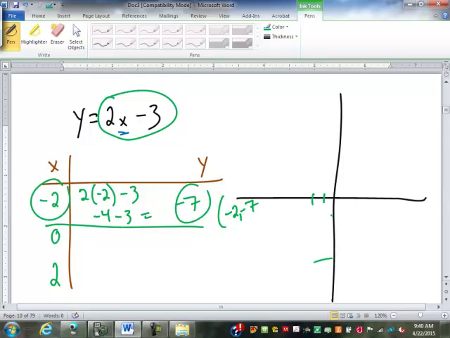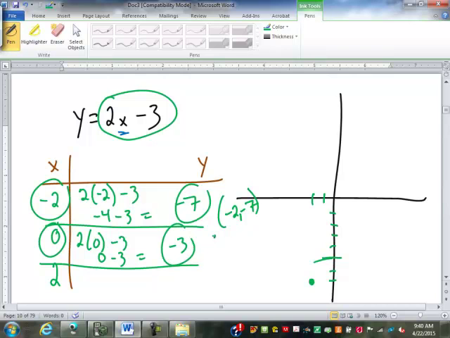So -2, and up to -7. There's our first point. If x is 0, y is going to be 2 times 0 minus 3. 2 times 0 is 0. 0 minus 3 is -3. When x is 0, y is -3, giving us the ordered pair 0, -3. So 0, -3 is right there.